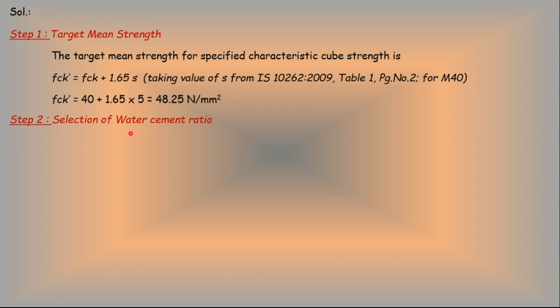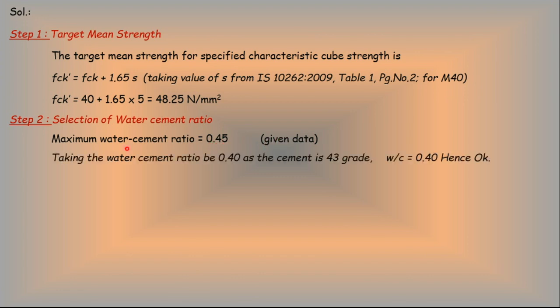Step 2. Selection of water cement ratio. Maximum water to cement ratio is equal to 0.45 as given data. Taking the water cement ratio as 0.4 as the cement is 43 grade. Hence, we can consider water to cement ratio as 0.4, therefore it is okay.